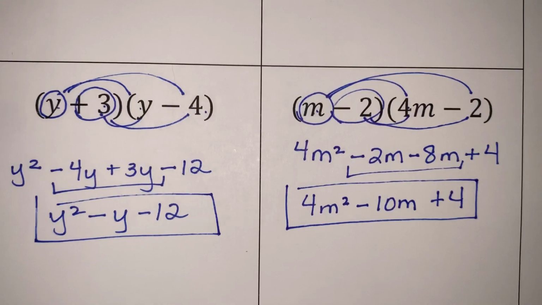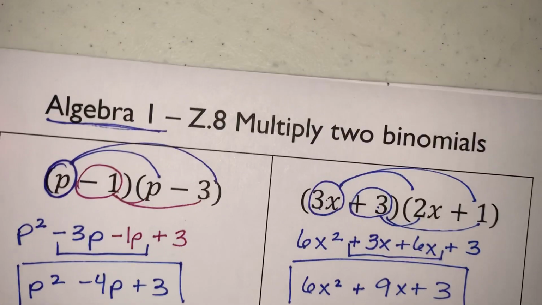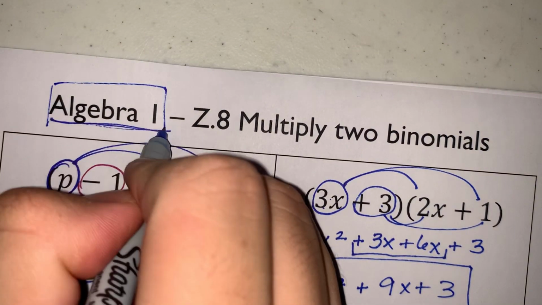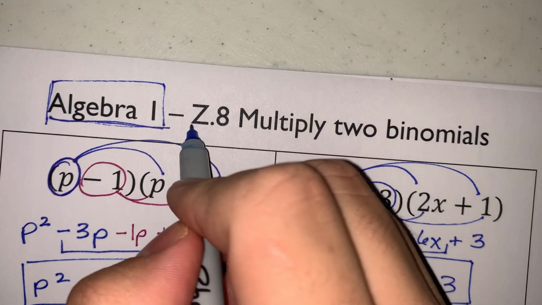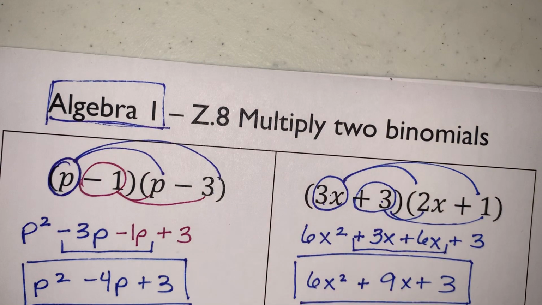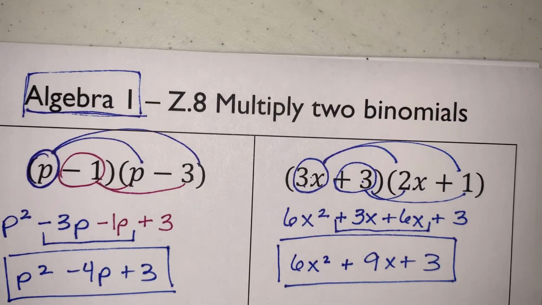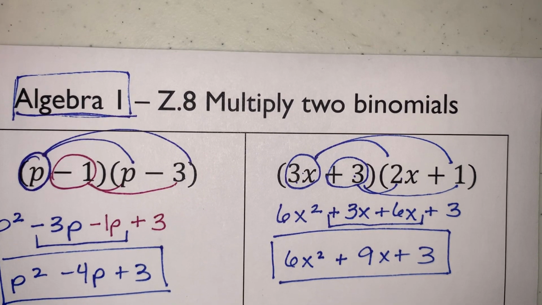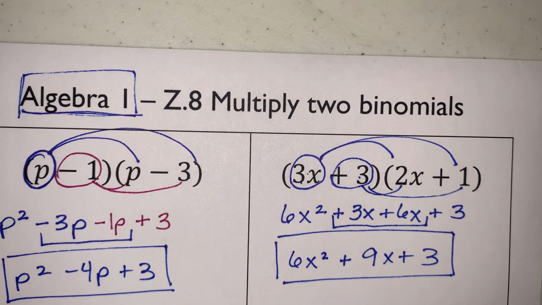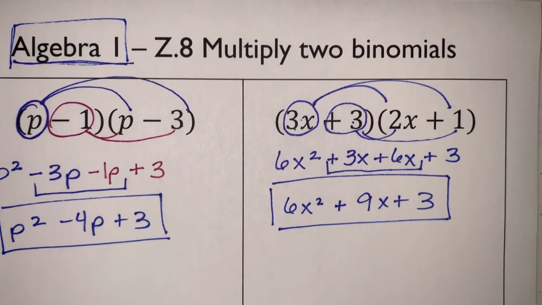So hopefully this helps. Again, you're going to go under the Algebra 1 section, not geometry, and you're going to do assignment Z8 multiplying two binomials. I hope this helps. I was trying to make the video somewhat short, so if I rushed, you can just let me know, and I'll explain some things more to you in detail if you need it.